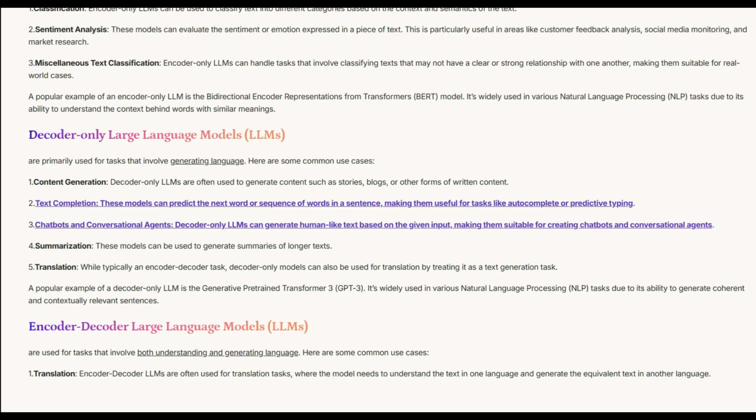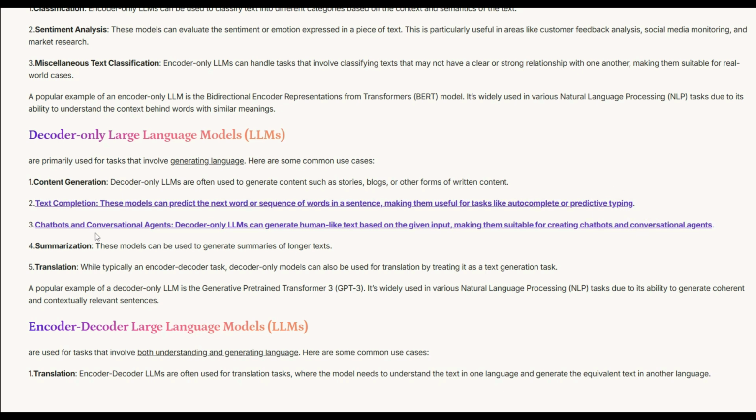Decoder-only large language models, LLMs, are primarily used for tasks that involve generating language. Here are some common use cases. 1. Content generation. Decoder-only LLMs are often used to generate content such as stories, blogs, or other forms of written content. 2. Text completion. These models can predict the next word or sequence of words in a sentence, making them useful for tasks like autocomplete or predictive typing.